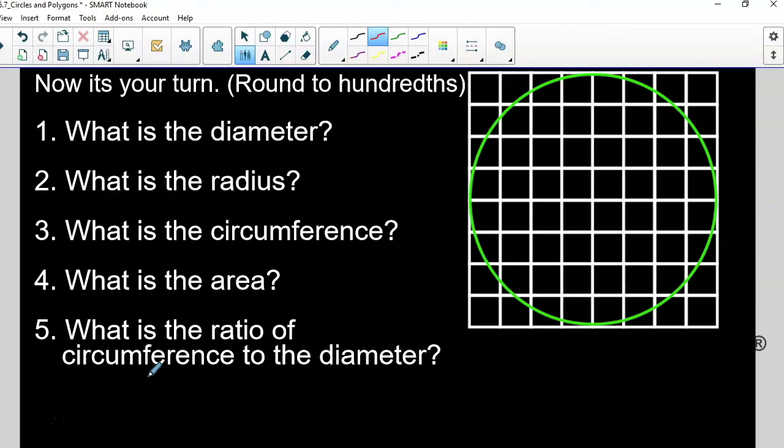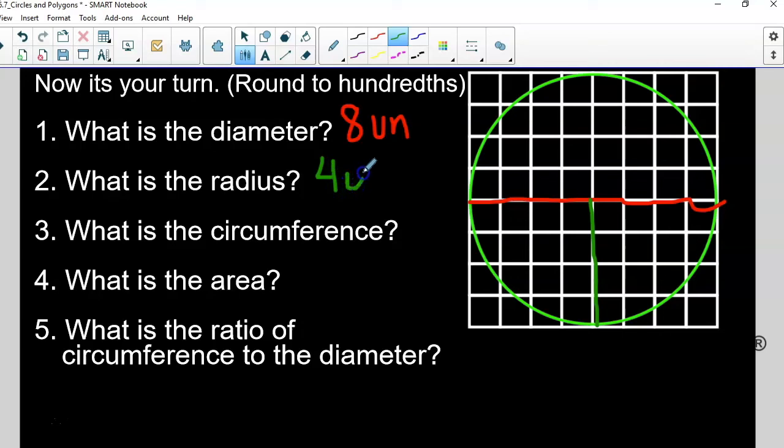All right, so assuming that you paused the video and now you're coming back to check it, what is the diameter? Well, the diameter is all the way across through the center, and it's 1, 2, 3, 4, 5, 6, 7, 8 units. So that's our diameter. It is 8 units long. Okay, what is the radius? The radius is from the center touching one point to the end. It's 1, 2, 3, 4 units. So our radius is 4.